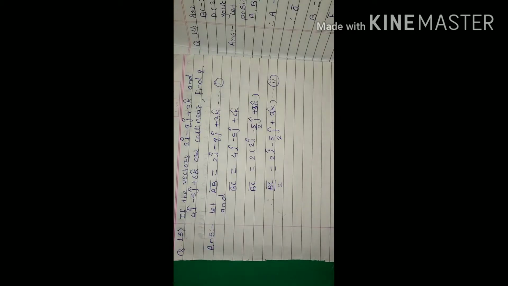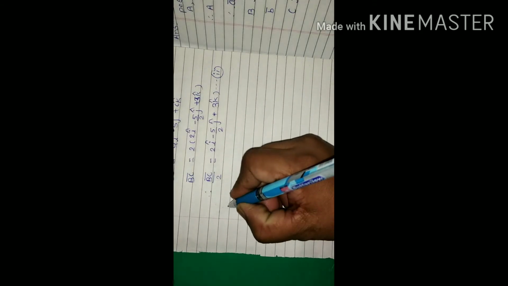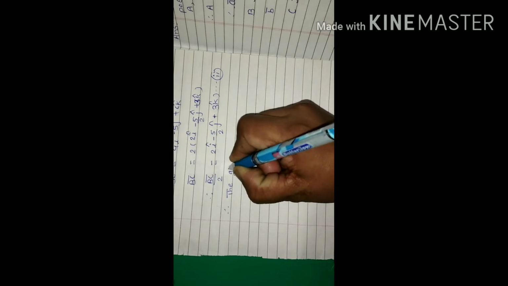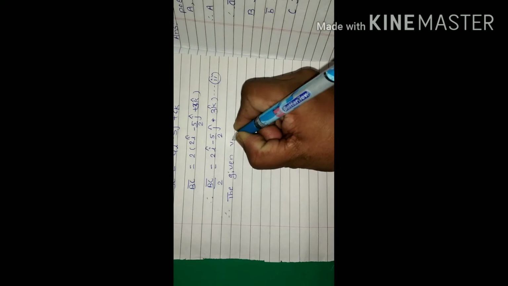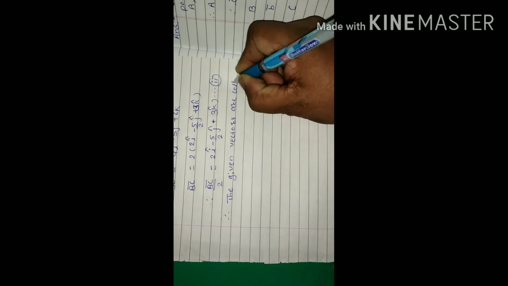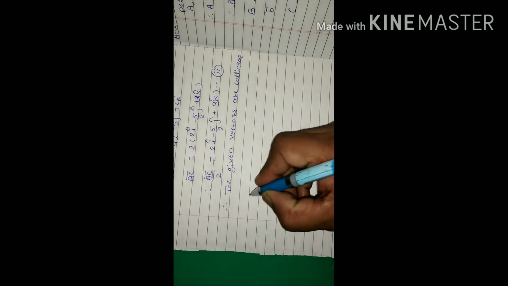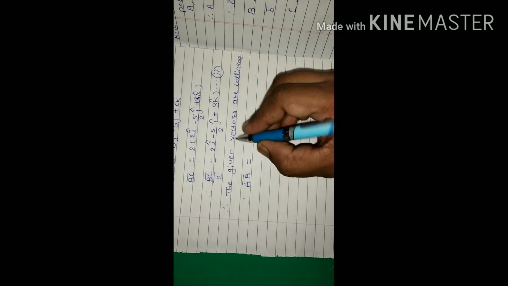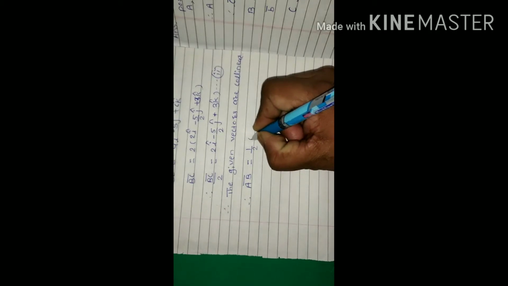Therefore, the given vectors are collinear. Given vectors are collinear, therefore AB bar is equal to 1 divided by 2 into BC bar. Put the values of AB bar and BC bar.